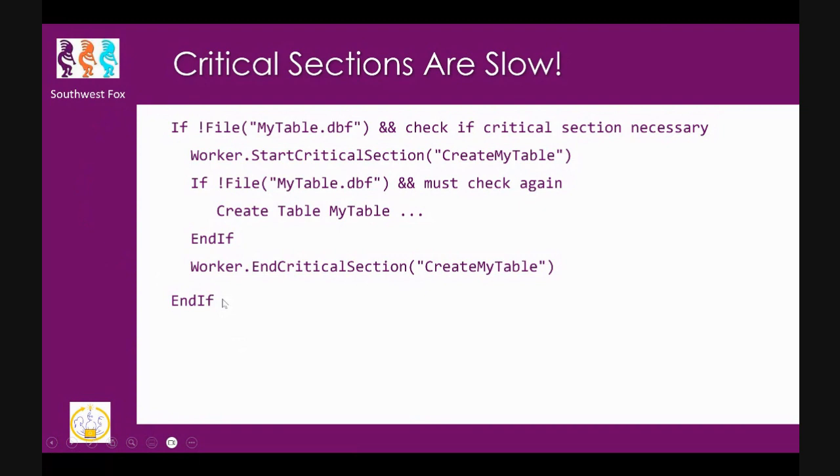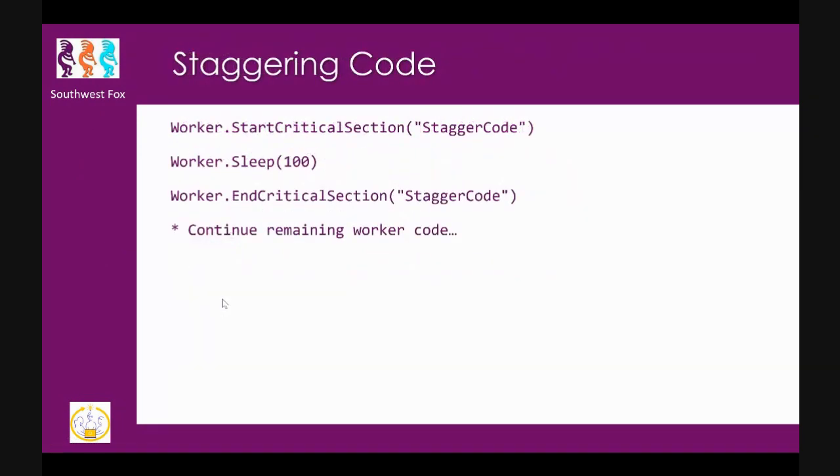Okay, I have to go a little bit quickly through this. You can also use critical sections in a kind of creative way. One way to avoid concurrency issues is to make sure your code does not run simultaneously, right? So using code like this, I can add a 100 millisecond gap between each of my workers, and usually that might be enough to avoid a lot of these concurrency issues.